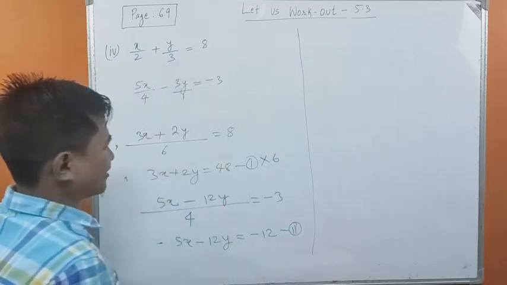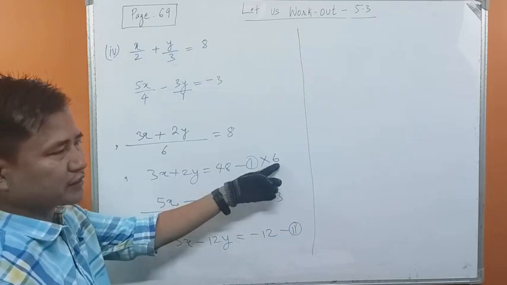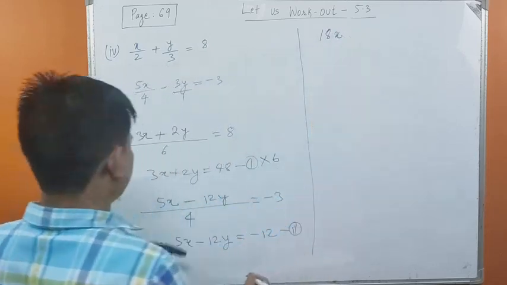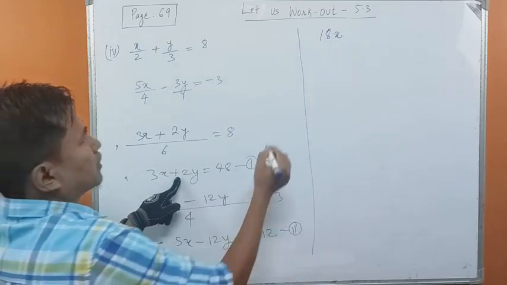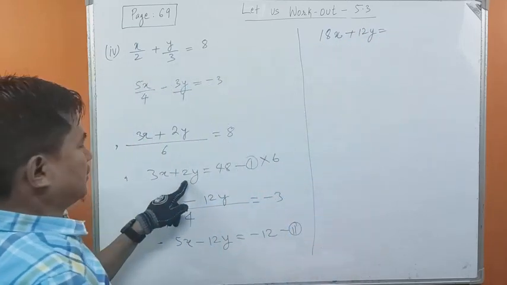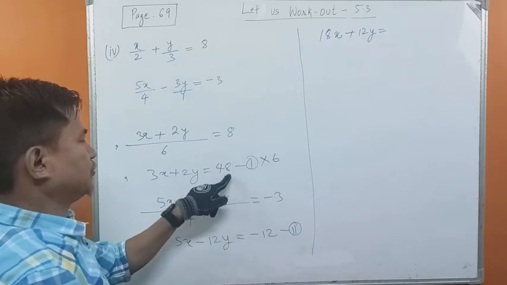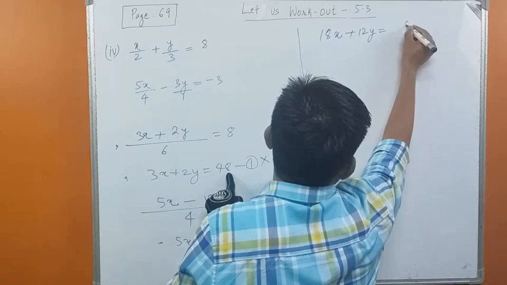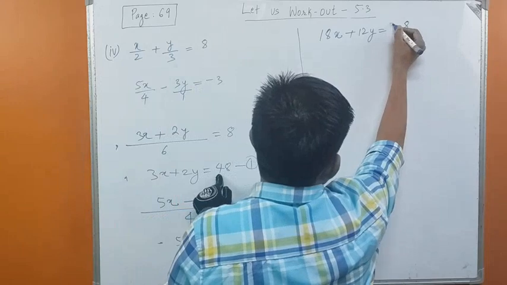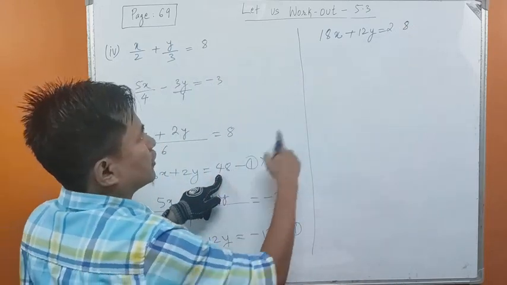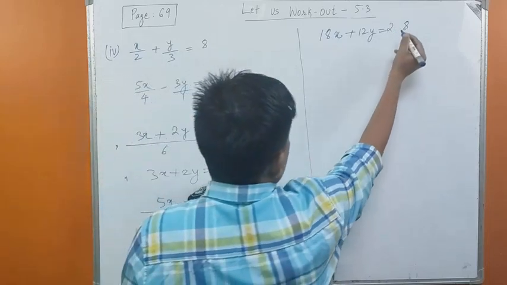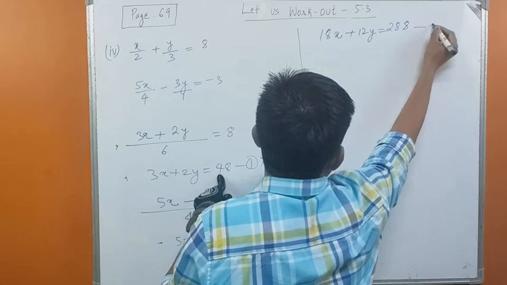Now let us write equation 1 again by multiplying with 6. 6 3s are 18x plus 6 2s are 12y equal to 6 into 48. 6 8s are 48. 6 4s are 24. 24 plus 4 is 28. So this is equation 1.